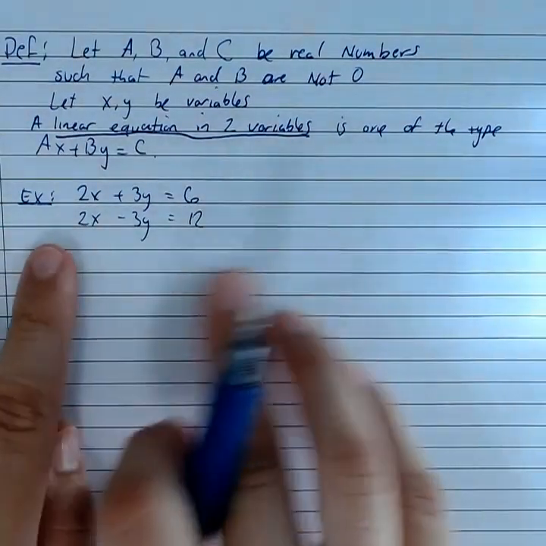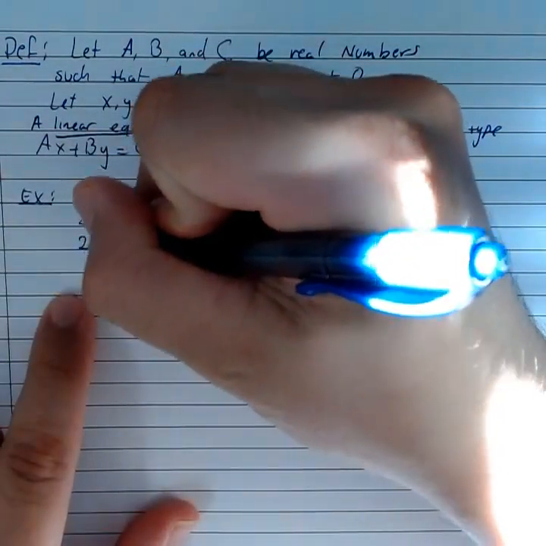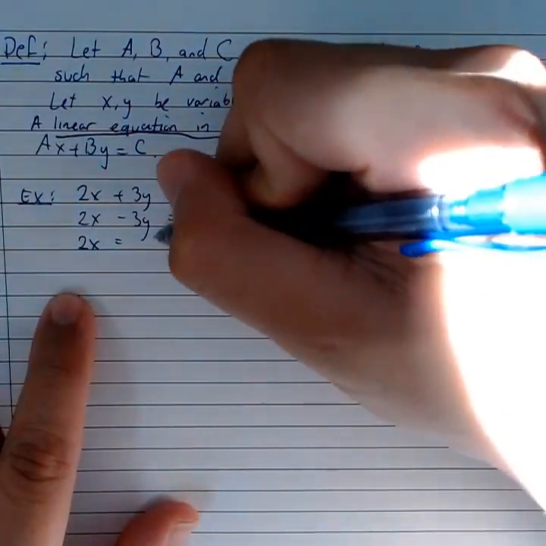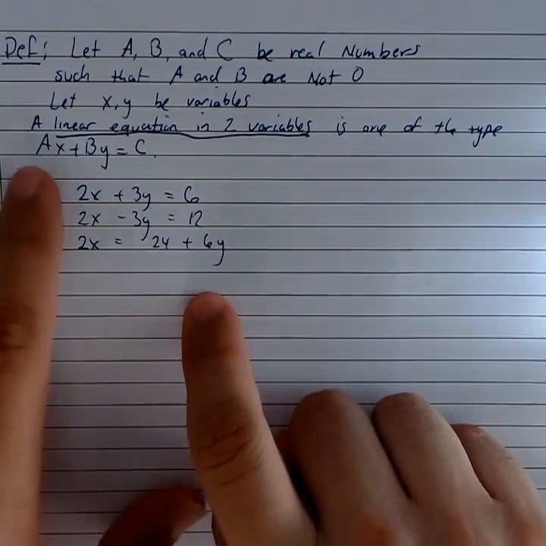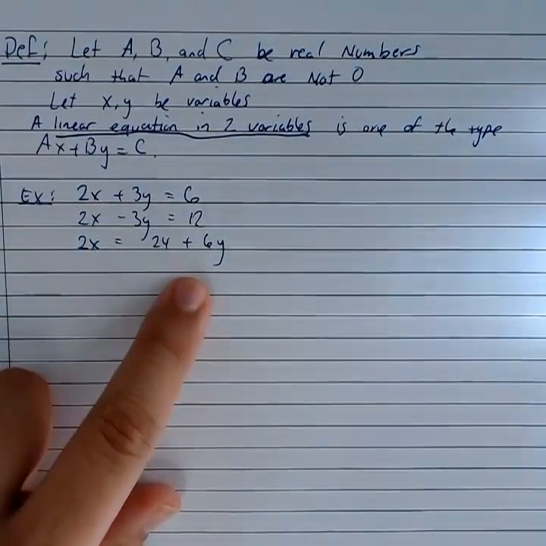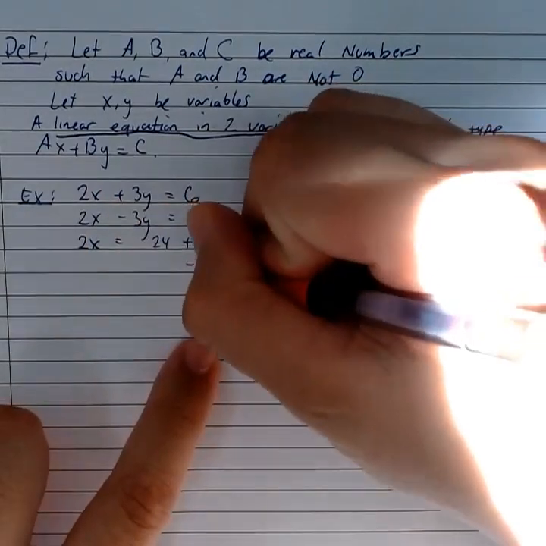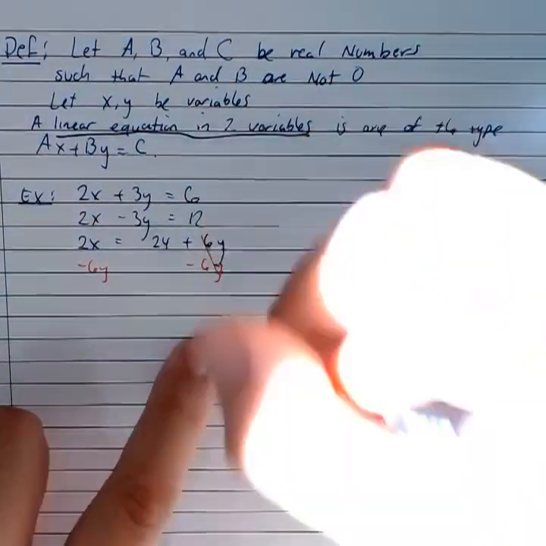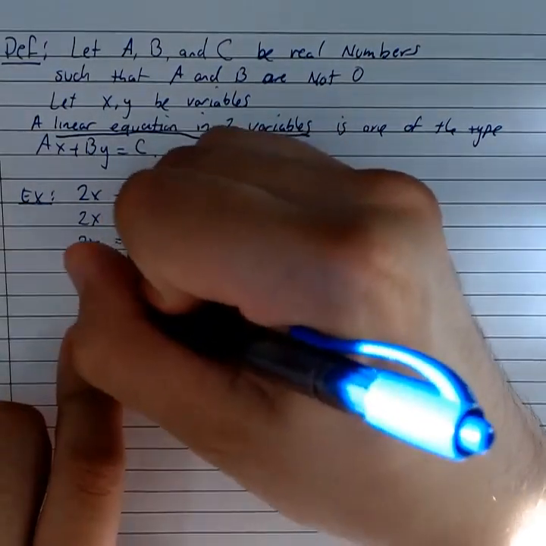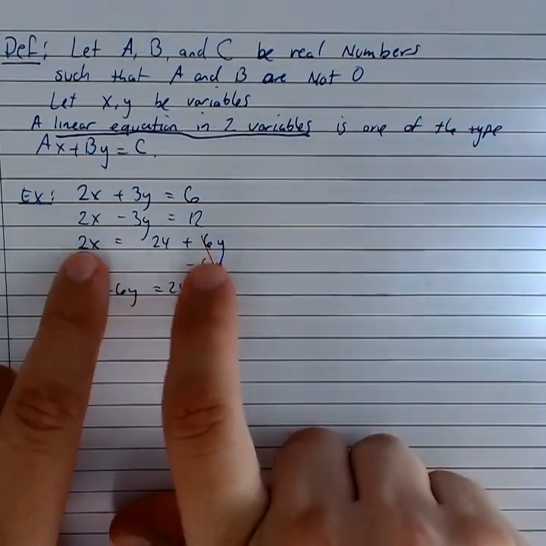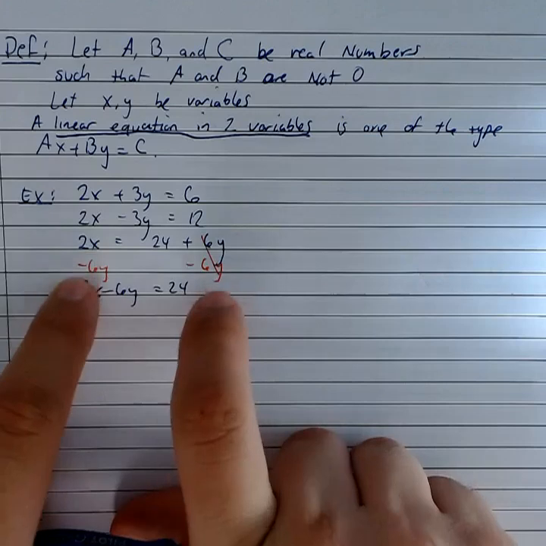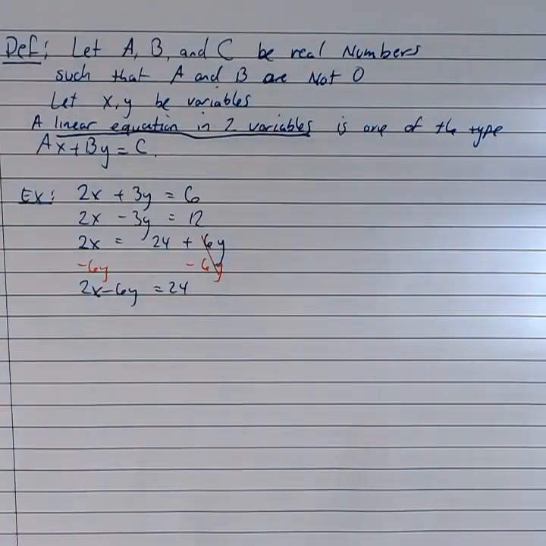You might also have your expressions strewn about a bit. So for example, you might have 2x equals 24 plus 6y. This looks a little different from the others, but you can rearrange things so that it looks like one of these. Here, we could subtract the 6y over this way, and this will give you 2x minus 6y equals 24. So even if your equation doesn't immediately start off looking like this, as long as you can reorder things a bit to make it look like this, that still qualifies as a linear equation in two variables.